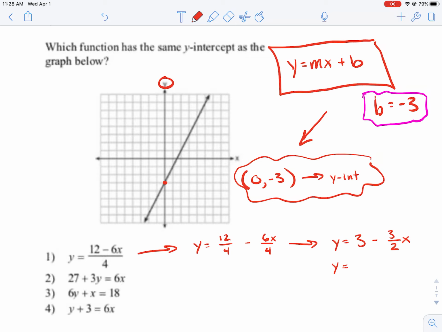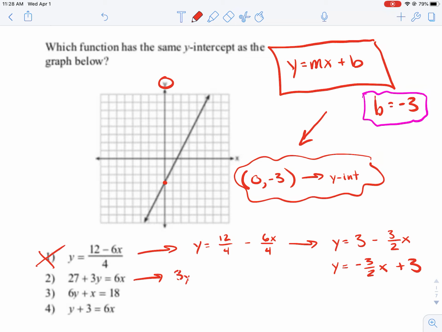Now, it's not quite in this form up here yet, but all we would have to do is just switch that 3 and that negative 3 halves x. So we would get negative 3 halves x plus 3. Now, mind you, we look back at our y-intercept and it's negative 3. Okay, so this one was close, right? But 1 is out. Let's take a look at the next one.